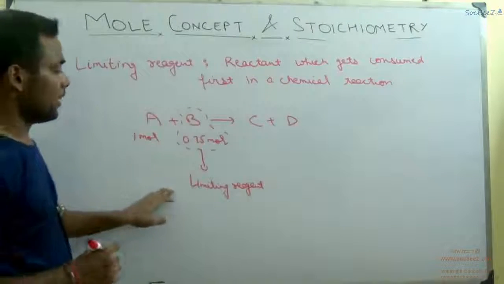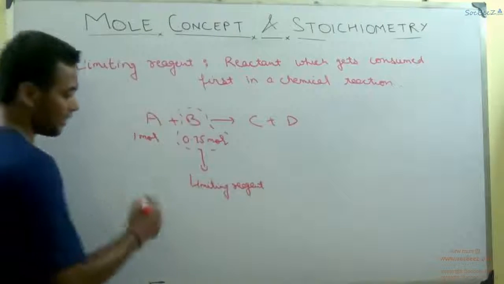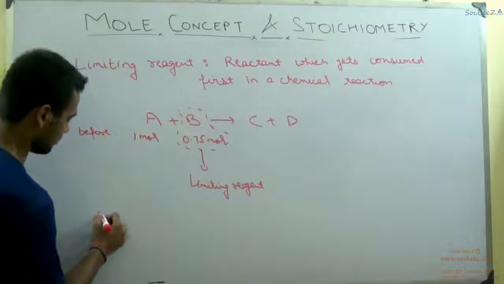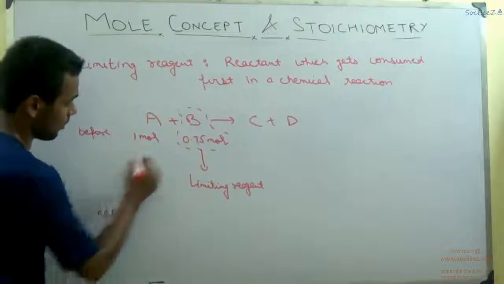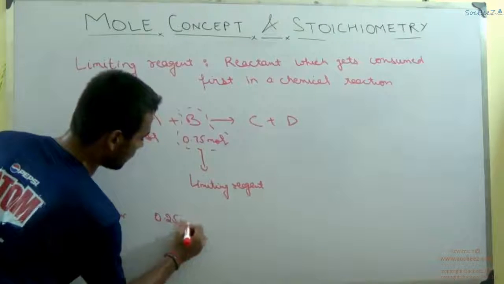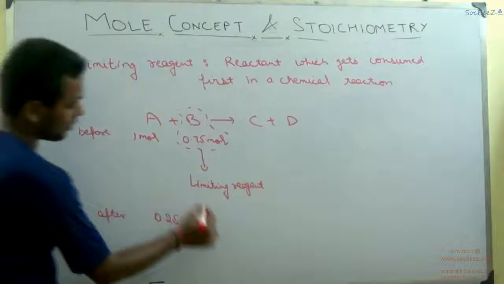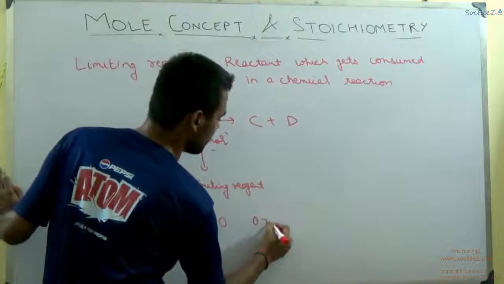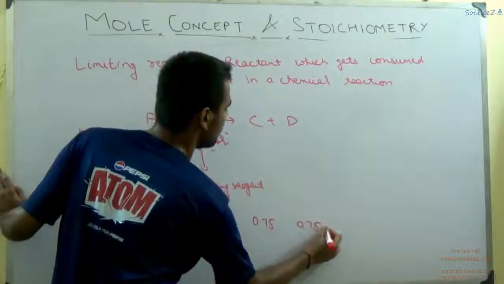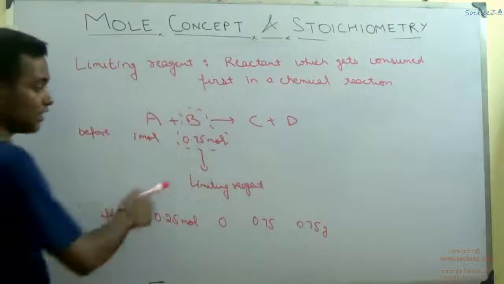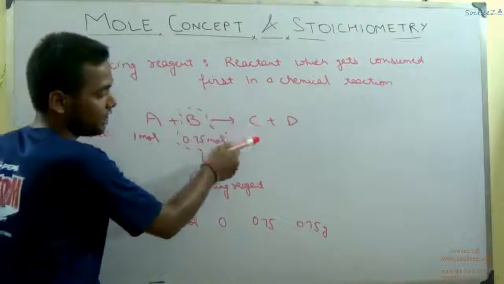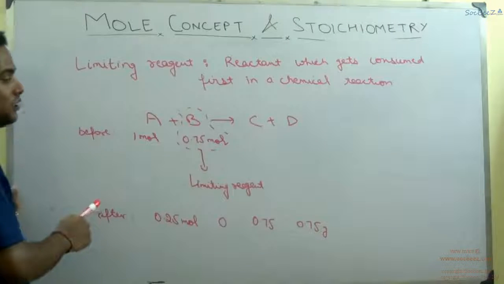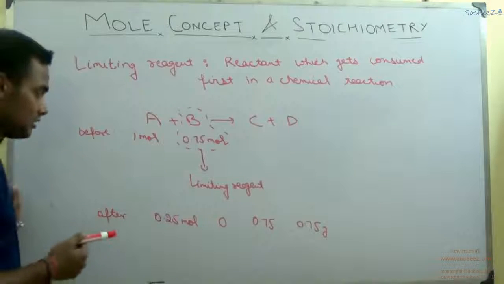Here, at the end of the reaction or after infinite time, this is before and this is after. 0.25 mole of A will be left in the reaction vessel, B will be consumed completely, and 0.75 mole of C and 0.75 mole of D will be formed. Here the amount of B has decided the amount of C which will be formed at the end of this chemical reaction. So B is known as the limiting reagent.